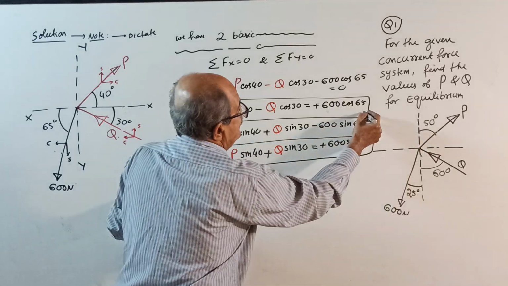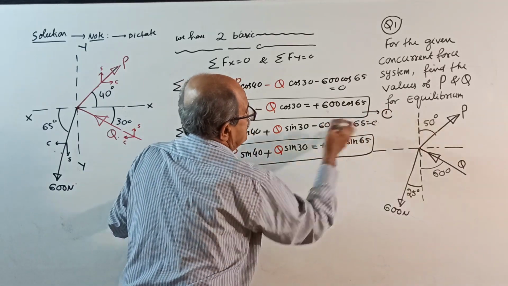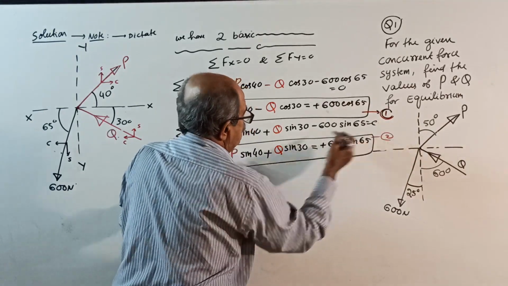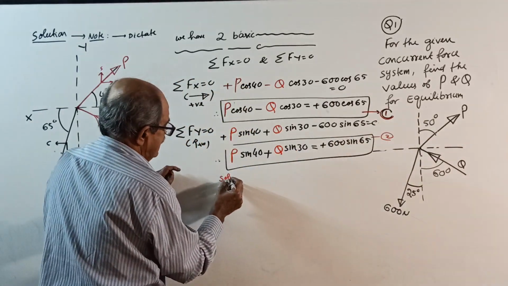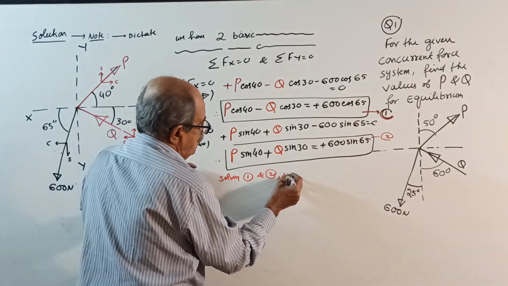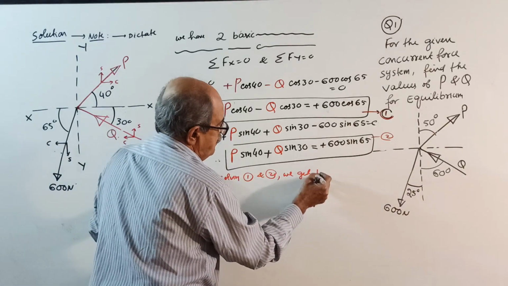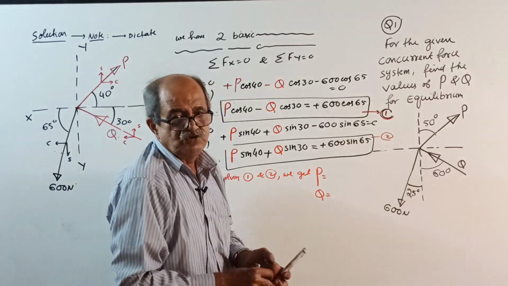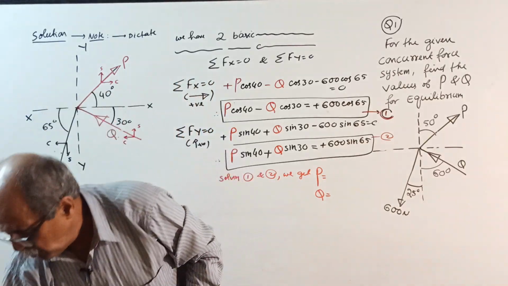I will mark this as equation number 1, in red color, and this is equation number 2. Now, solving 1 and 2, we get P equal to and Q equal to. I will solve in front of you only. See how to solve, I will tell.